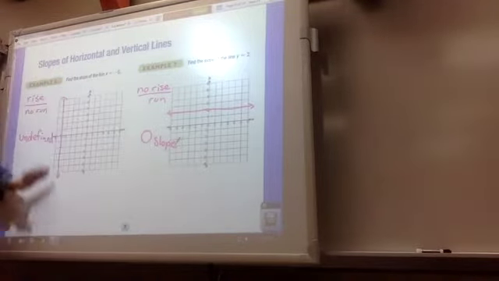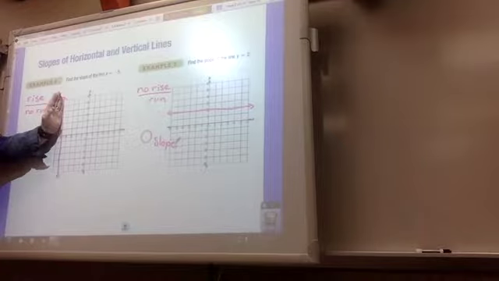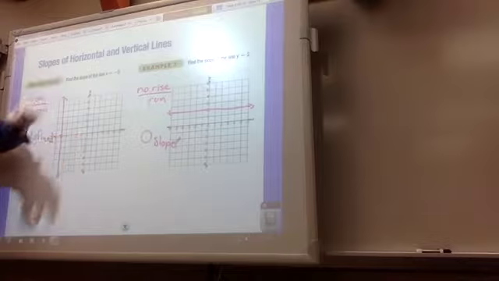But there's no way I can walk up that unless I'm Spider-Man. So undefined, can't walk up undefined. I can walk on 0, a 0 slope.